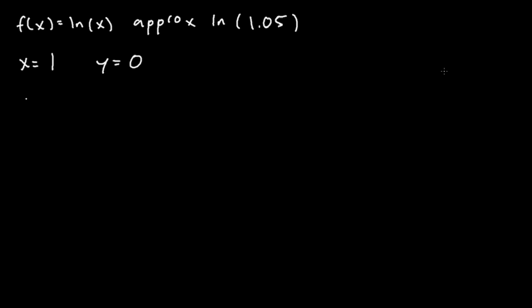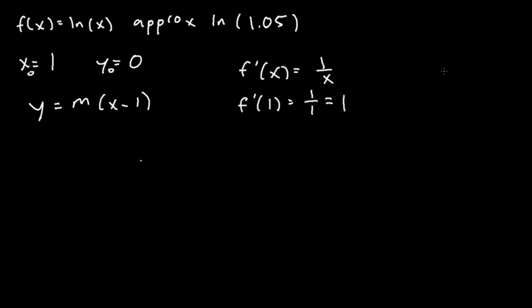Well, for point slope form, we can plug in everything. You get y minus y null, which, since y null is 0, we can just ignore. It's equal to x minus x null, which is 1. And now we just need to find m. So m is, again, just the derivative at x equals 1. So the derivative of ln of x is just 1 over x. If we plug in 1 into the derivative, we get 1 over 1, which is 1. So our slope m is just 1.